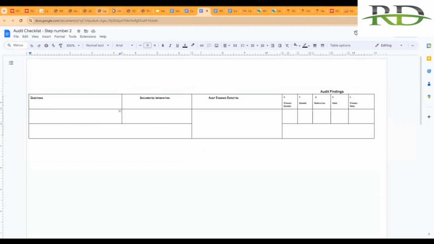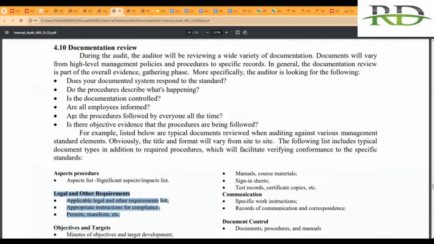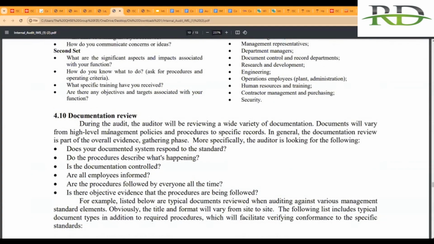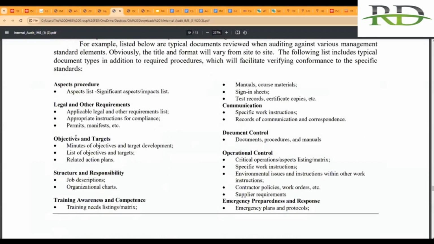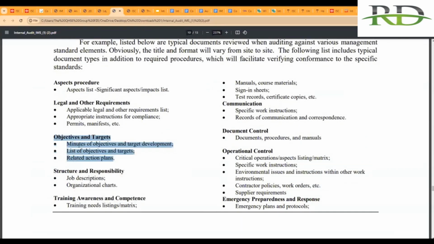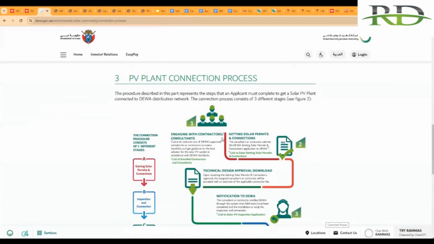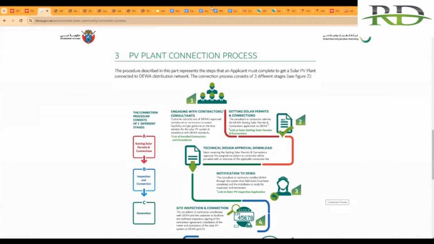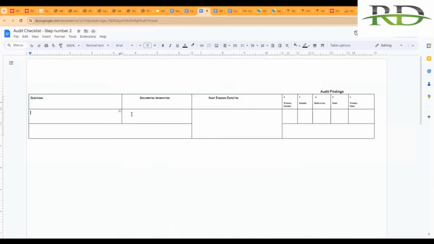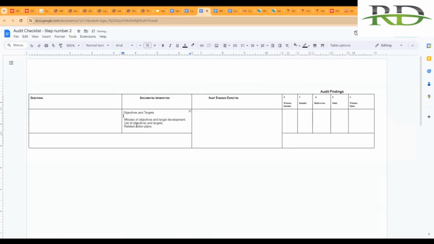So what are we going to do here? Always remember, we start off with the results of documented information. So let's say, for example, these are the documents that we looked at under the objectives. So these, minutes of objectives, list of objectives, and related action plans, these are the documents I'm going to request for this process. This is what I'm going to look for in this process. All right. And then I'm going to come over here and paste them like this. You see?